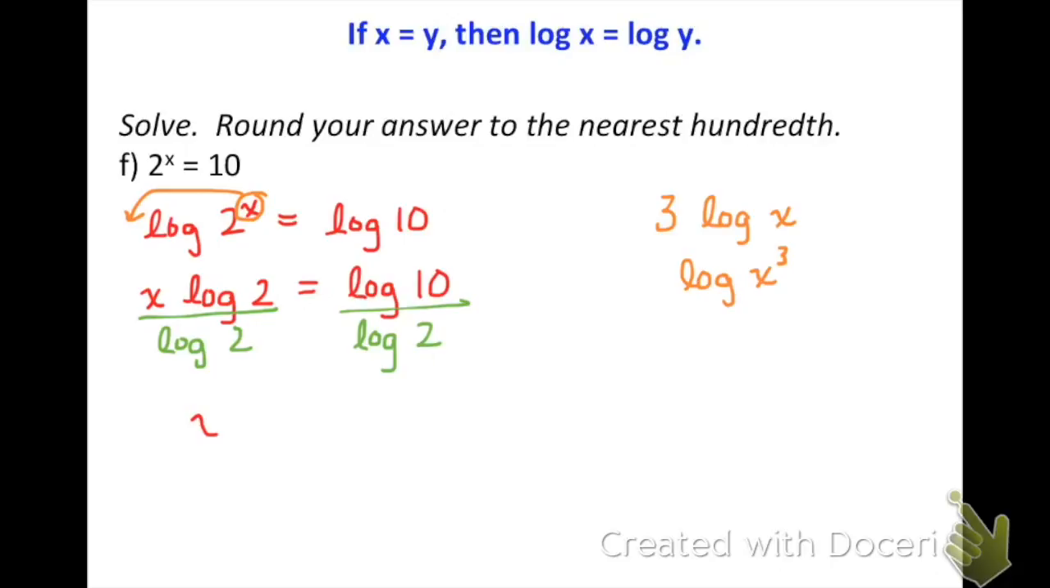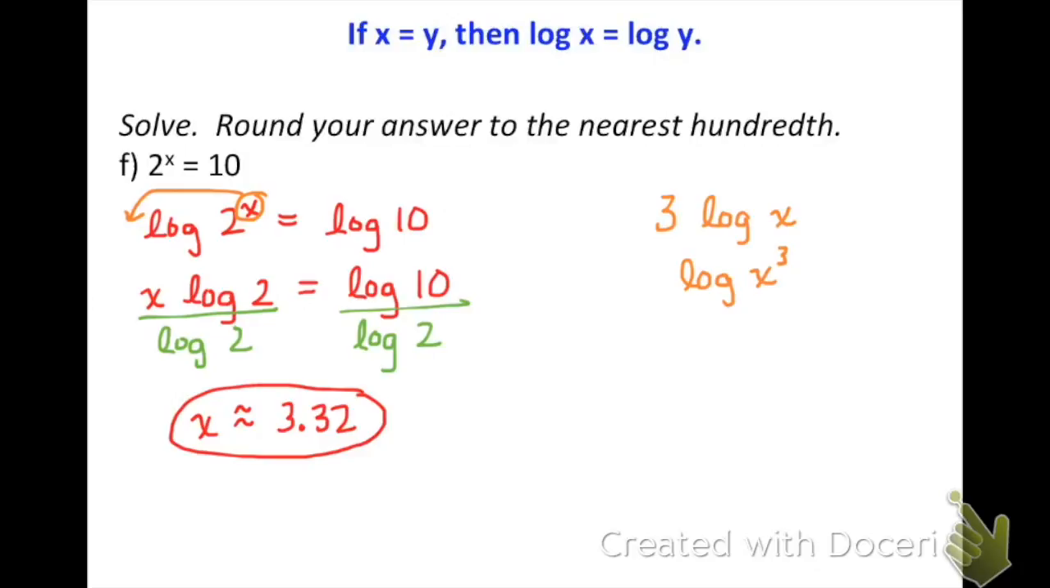So on the left, that would give me x. On the right, we're going to put this into our calculator. Be careful when you put it in. When you do log 10, make sure you close the parenthesis before you divide by log 2. And you should get 3.32.